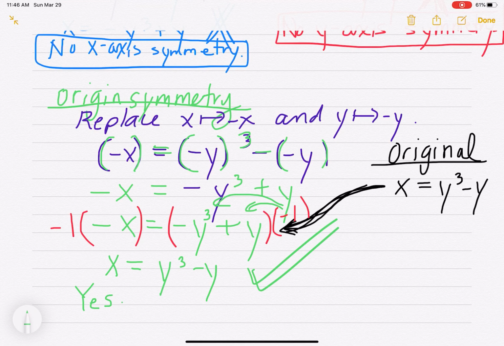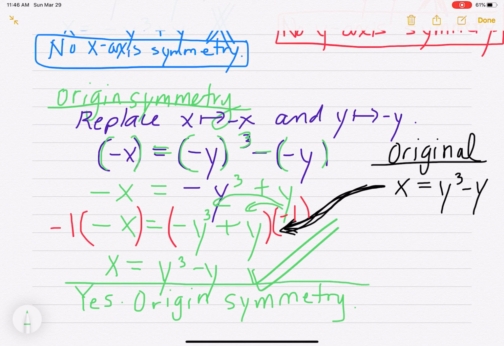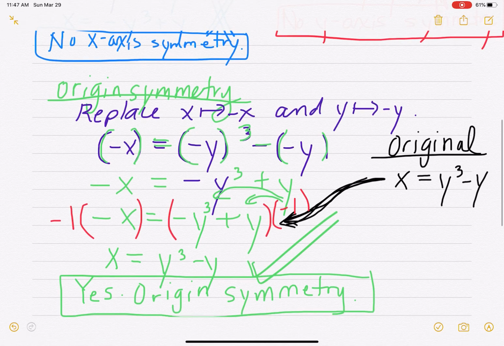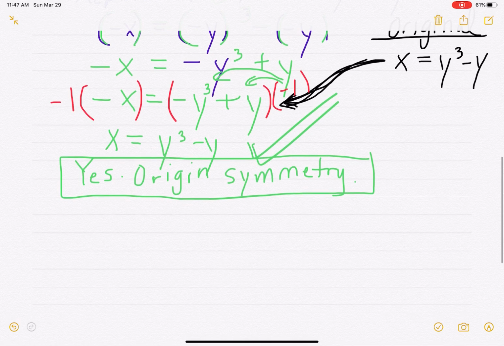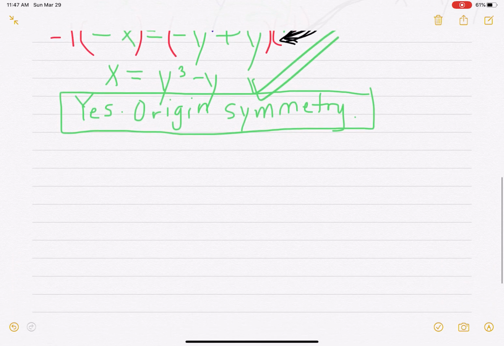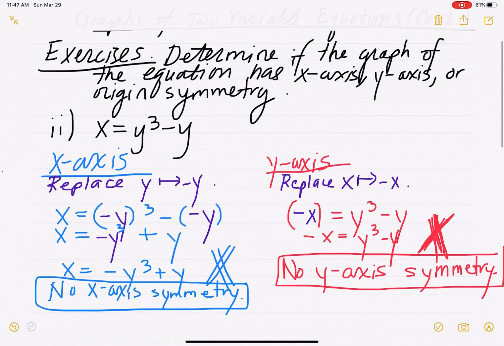there is origin symmetry. So sometimes you have to do that with origin symmetry, not all the time, but sometimes when you have origin symmetry, you have to multiply through by a negative 1 to guarantee that it looks the same as the original. So a little extra work sometimes. All right, another example. Let's do another example. This will be number 3.